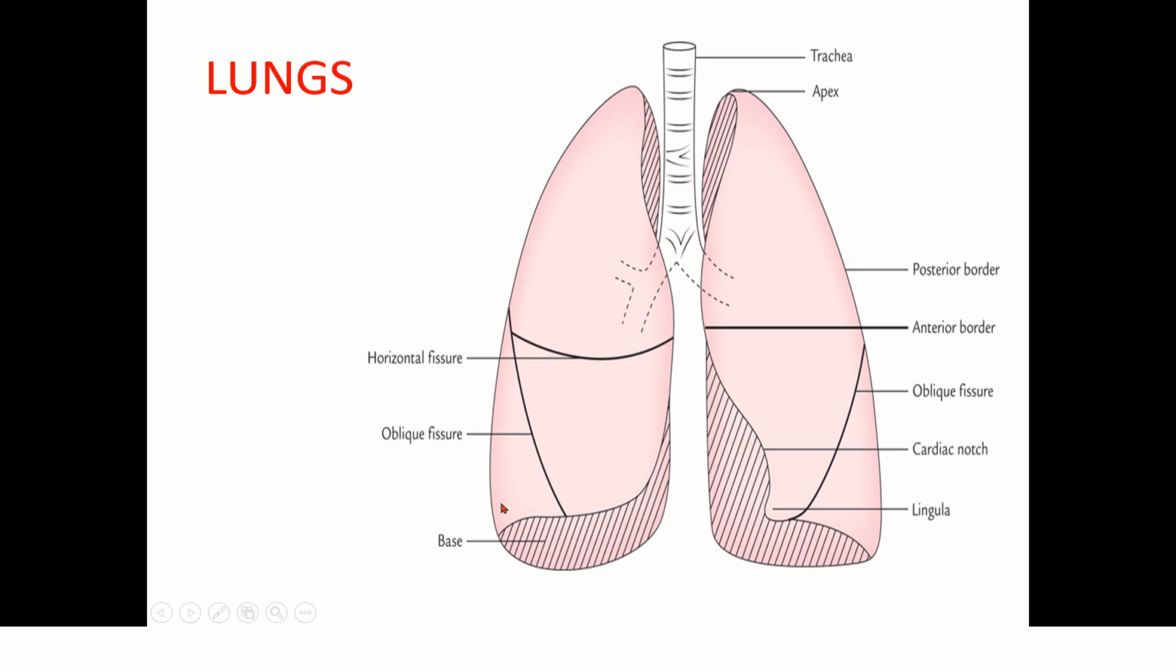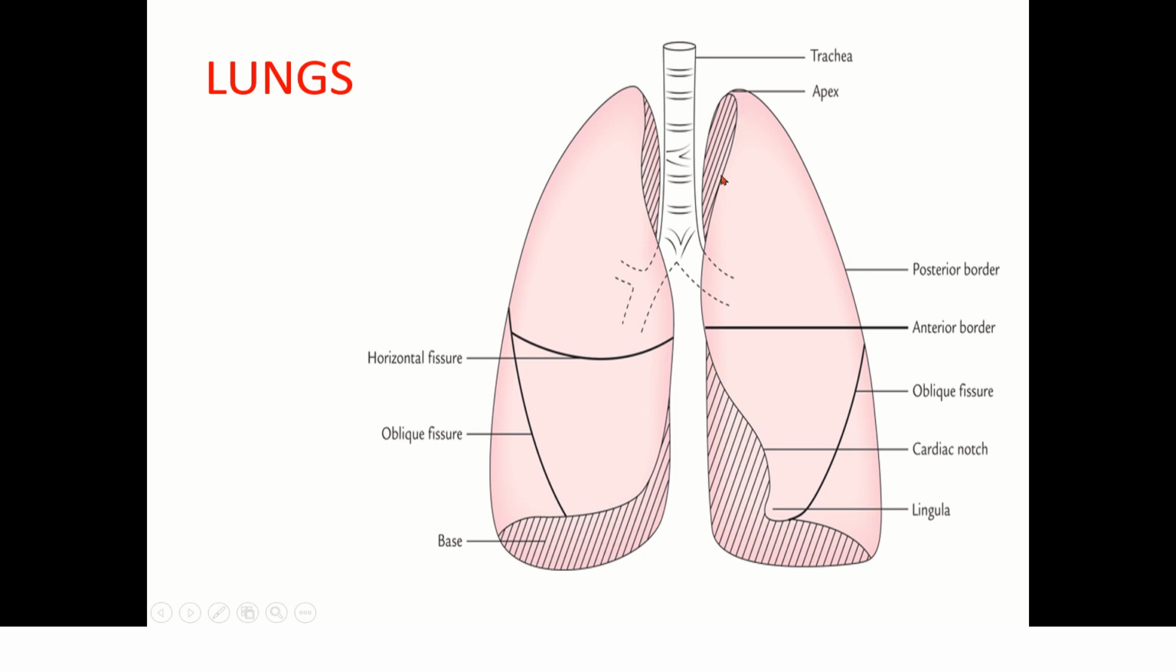So right lung is having three lobes divided by two fissures, oblique fissure and horizontal fissure. This is the upper lobe, this is the middle lobe, and this is the lower lobe. This is the left lung. Left lung will be having two lobes. This is the upper lobe and lower lobe separated by the oblique fissure, and there is a lingula. So this lingula corresponds with the middle lobe of the right lung.